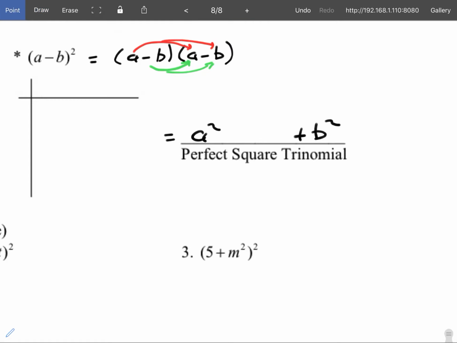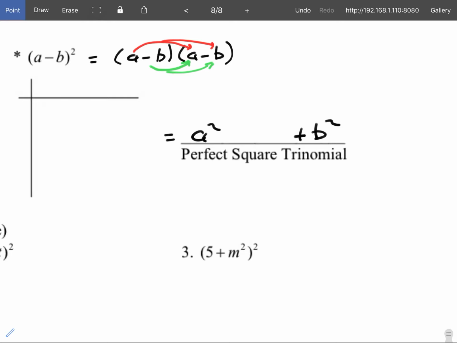Then you just need to get that term in the middle. Well, to get the term in the middle, the shortcut is you multiply these two terms together and then double it. So you do a times a negative b. What's that? Positive a times negative b.